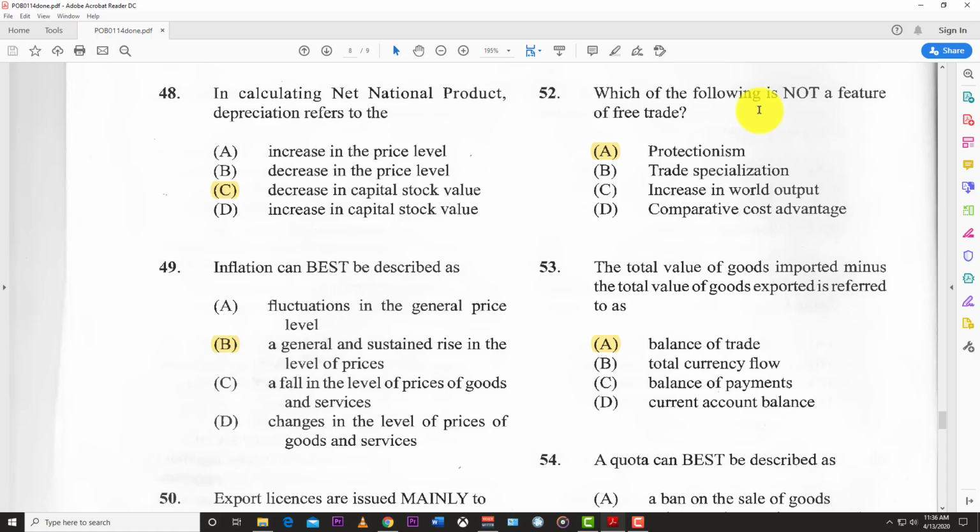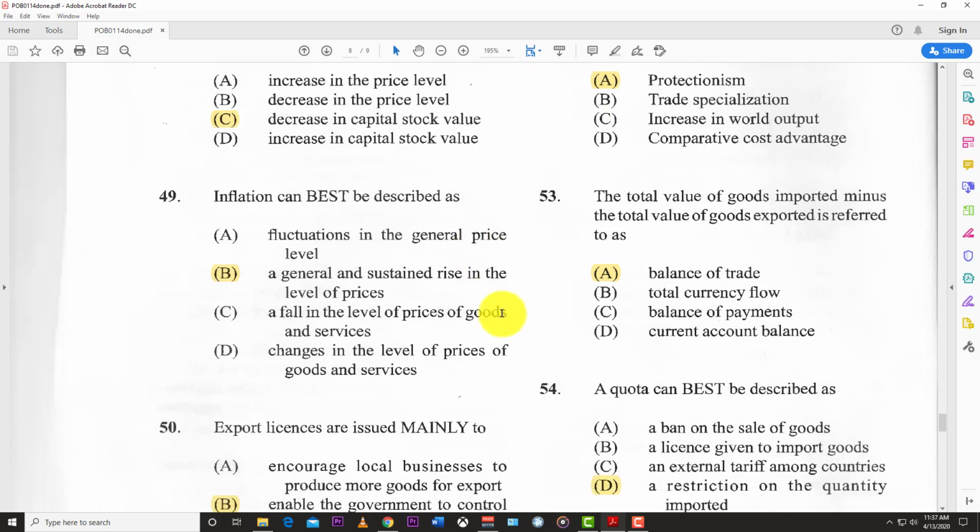52. Which of the following is not a feature of free trade? And the best answer is obvious: protectionism. Because if you're protecting your own economy, then you don't really have free trade, right? So protectionism.